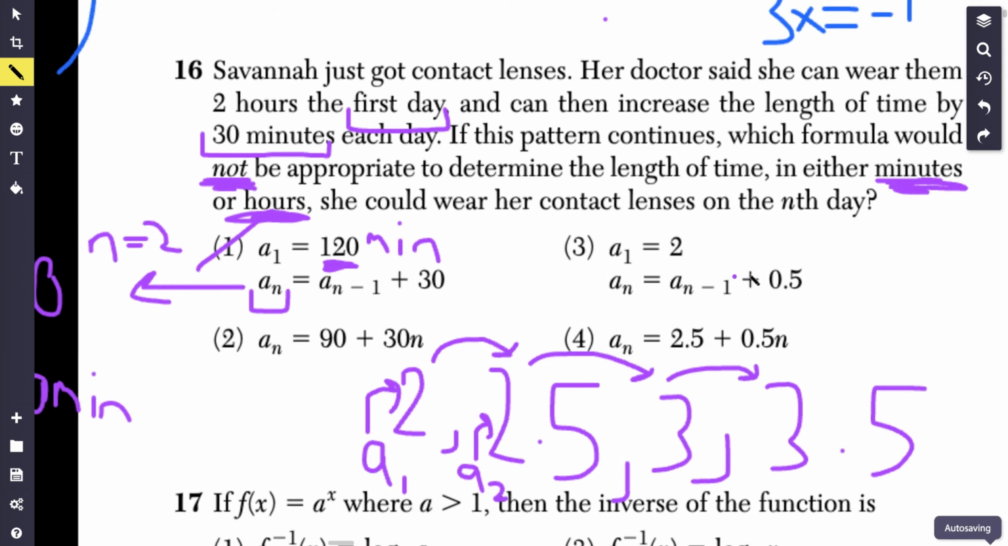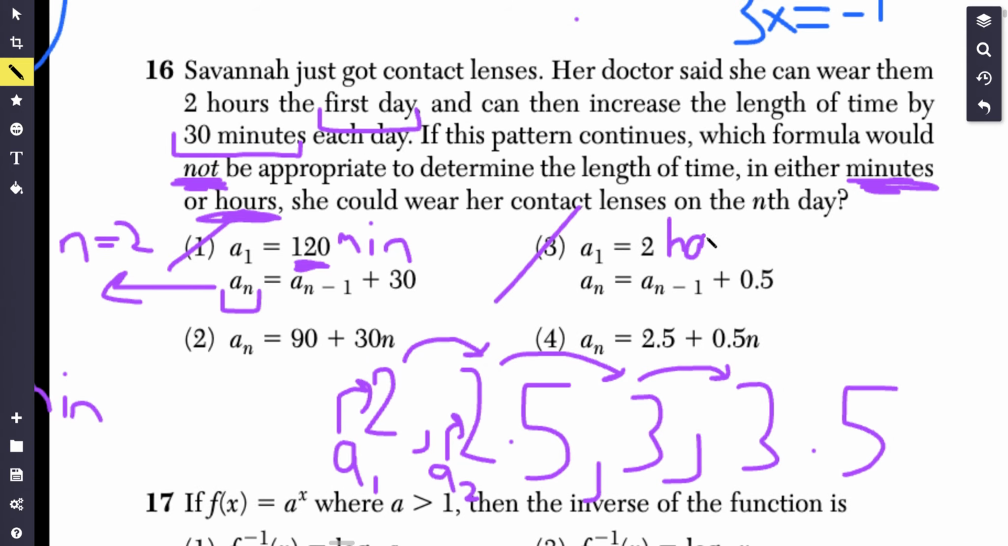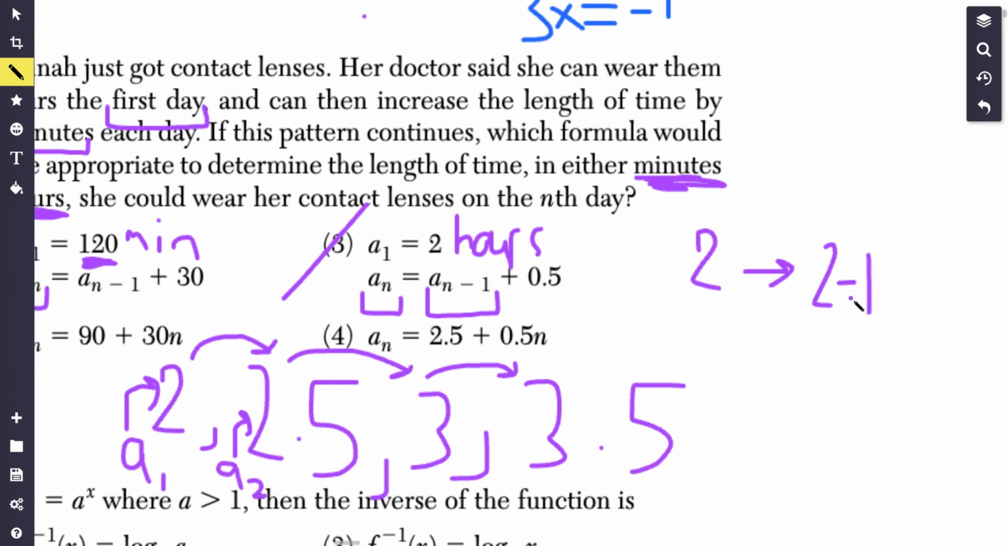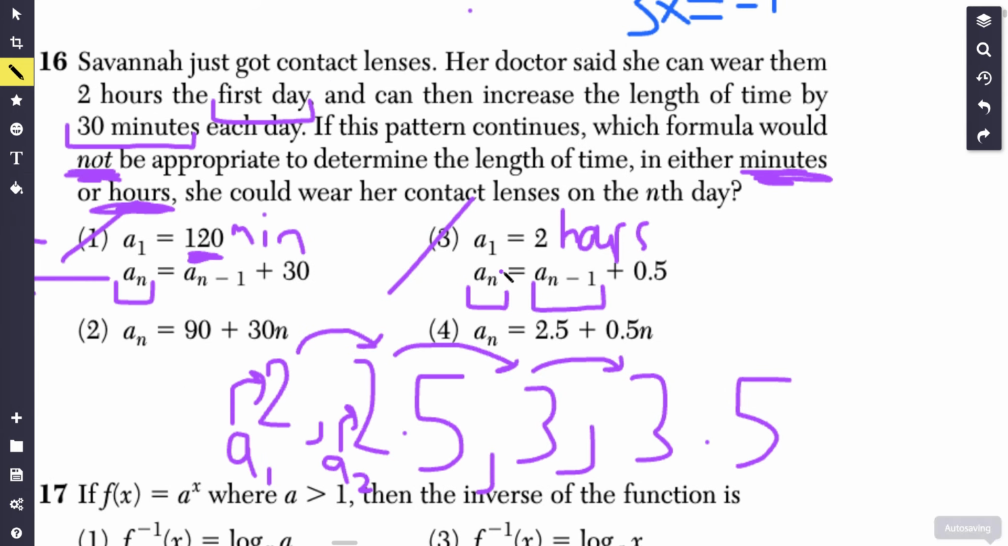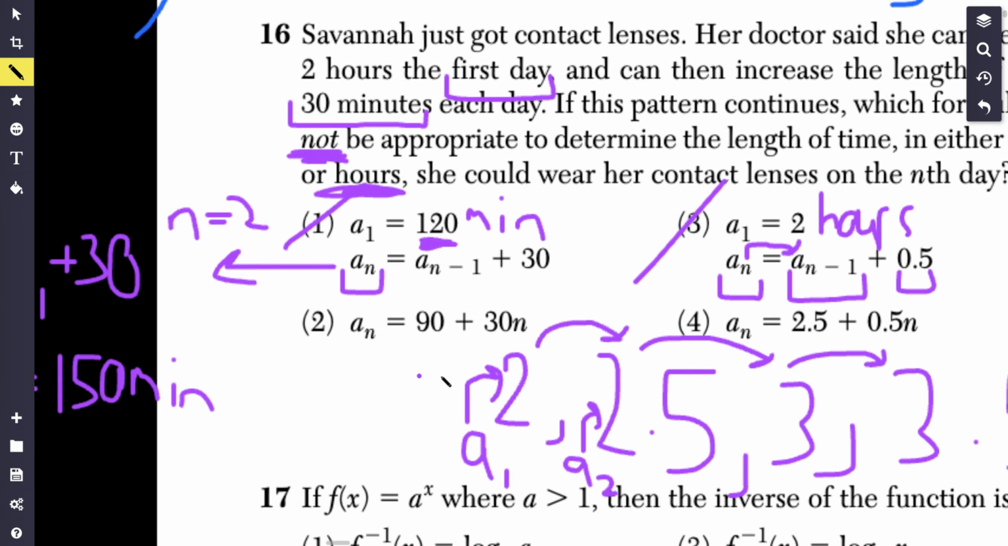So, number 3 is literally the same thing, except it's in units of hours. This represents 2 hours, right? And this one is saying, if we want to find the amount of hours you can wear them on a certain day, we take the previous day, which is n minus 1. If you're on the second day, then the previous day is 2 minus 1, or the first day. And so you just take the amount of hours from the previous day and add on half an hour, or 0.5. Let's look at number, this one.